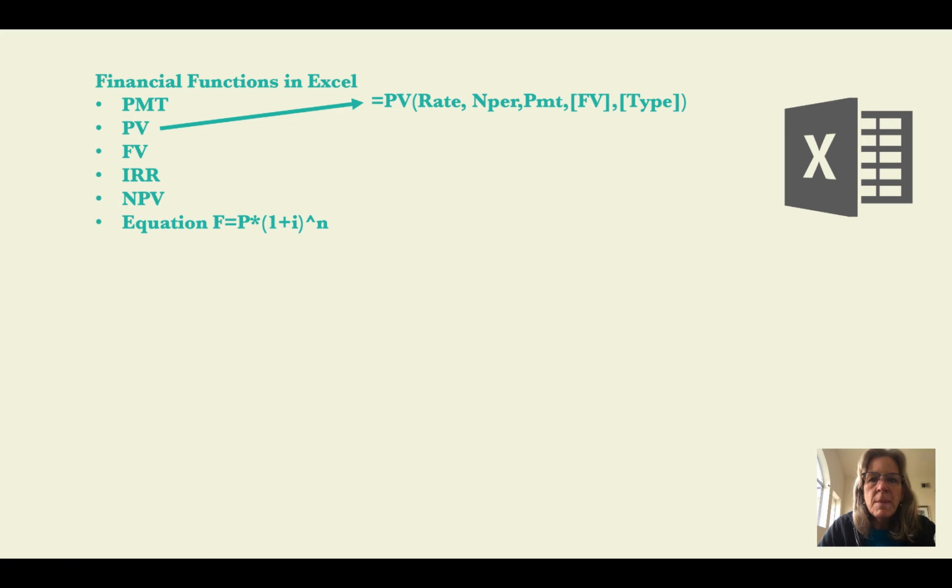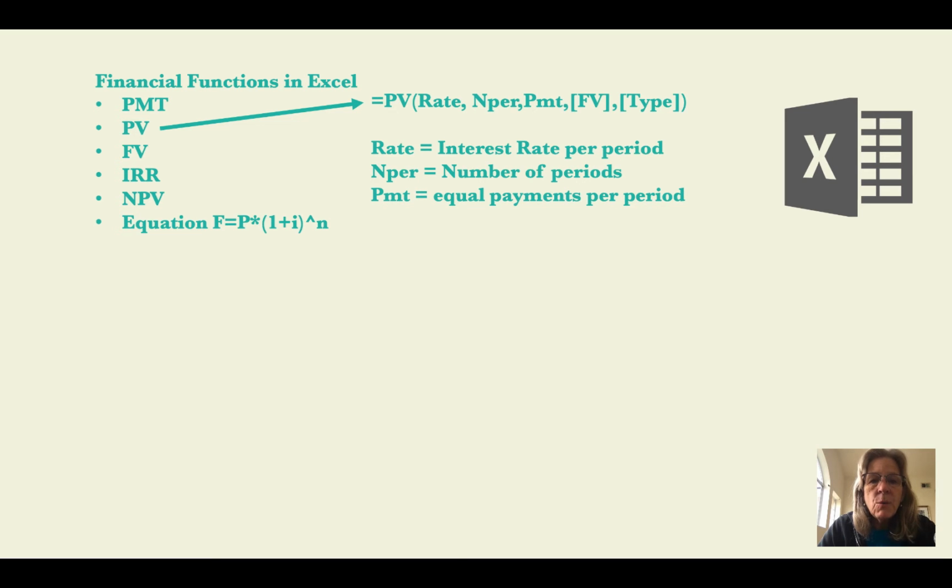So if we have the same thing, we have to define a period. It is very important. So it's interest rate per period, number of periods, equal payments per period. One of the things that's really important in this particular function is the payment number needs to be equal in all periods. Now, sometimes that's not true. Actually, most of the time that's not true unless you're doing an amortized loan.